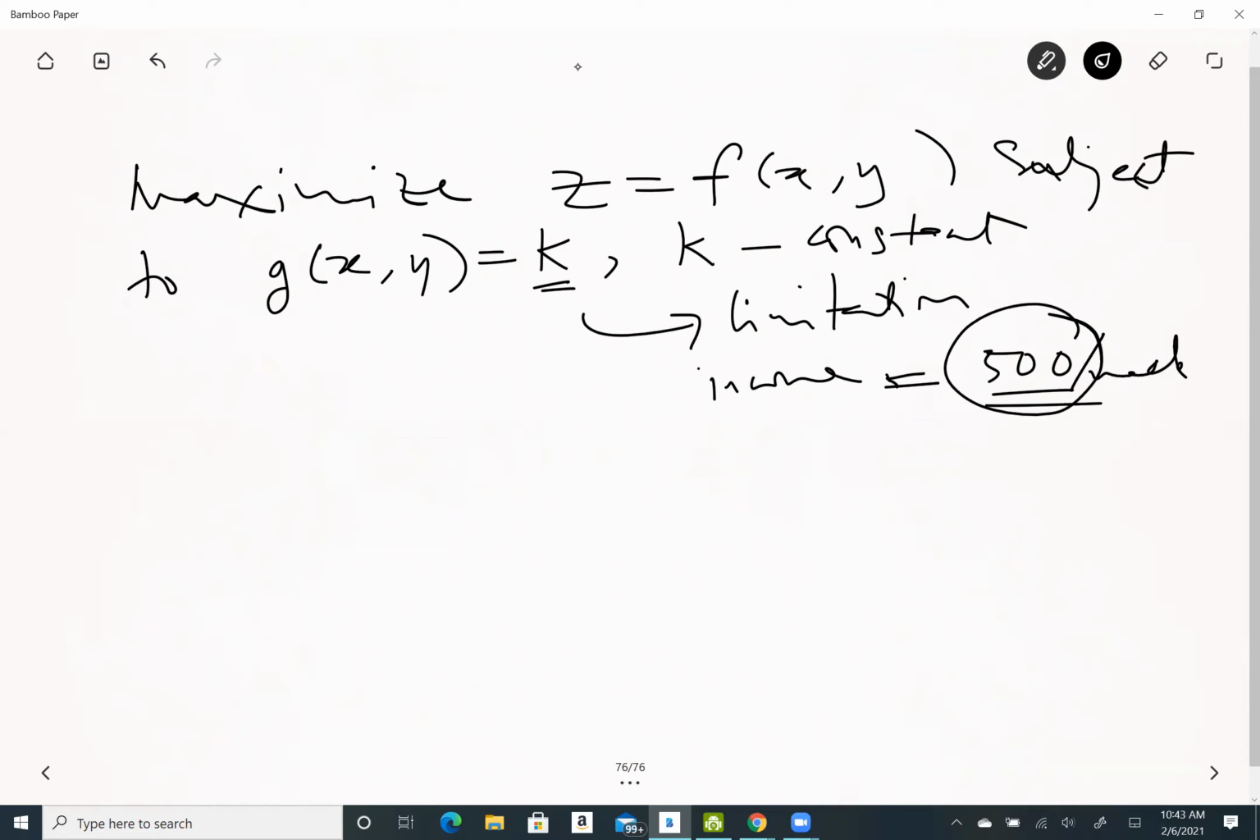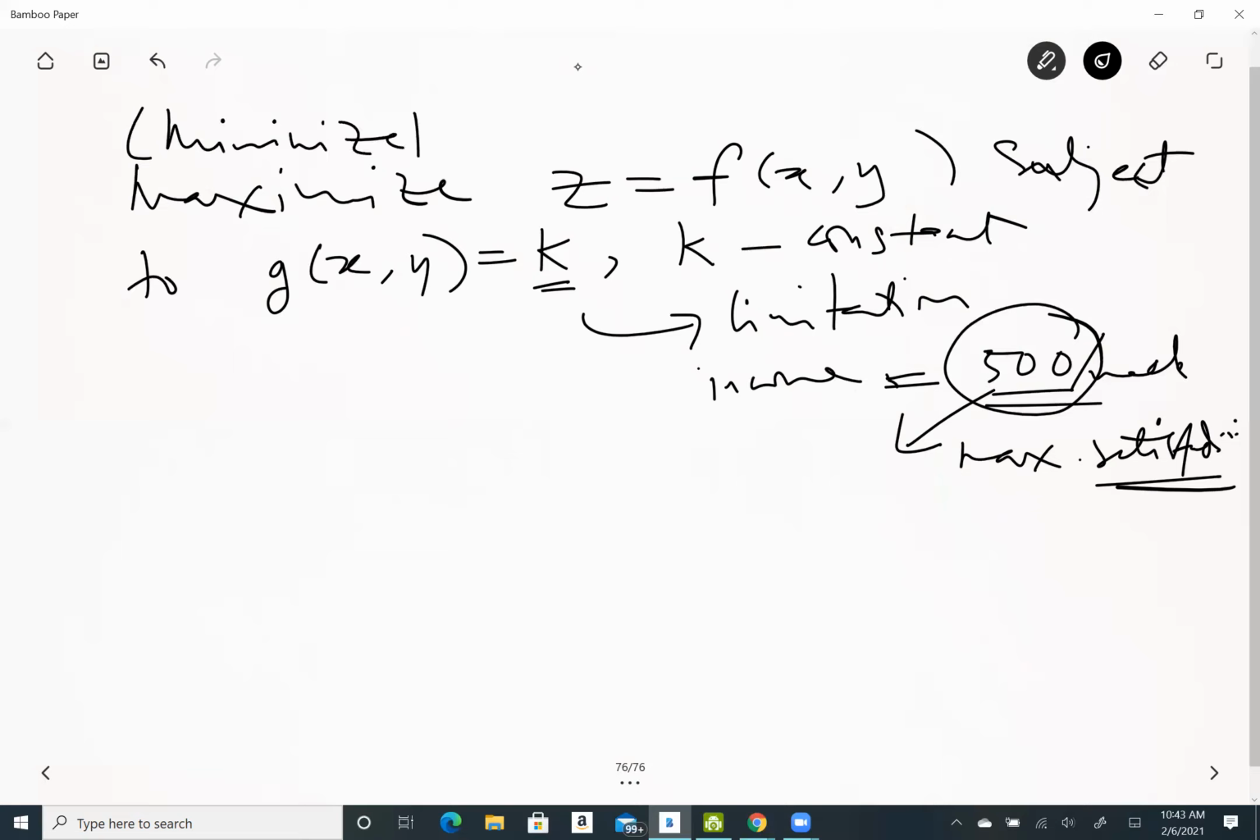So how do you do that? We look at what you want to maximize, your satisfaction that you get from the different goods. That's that kind of problem. Or we can look at minimize. It's either minimize or maximize. So you have here two functions. One is the objective, one is the constraint.